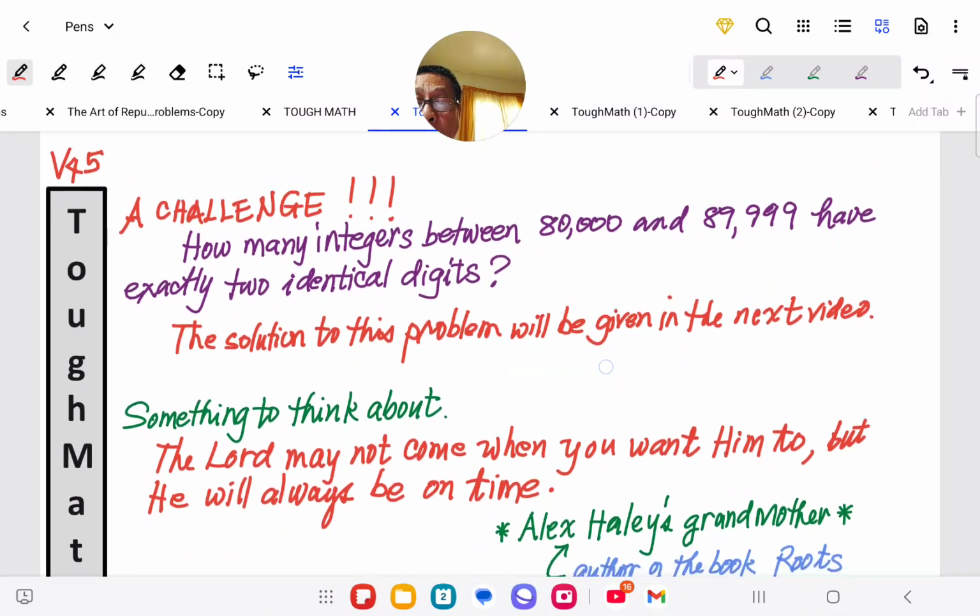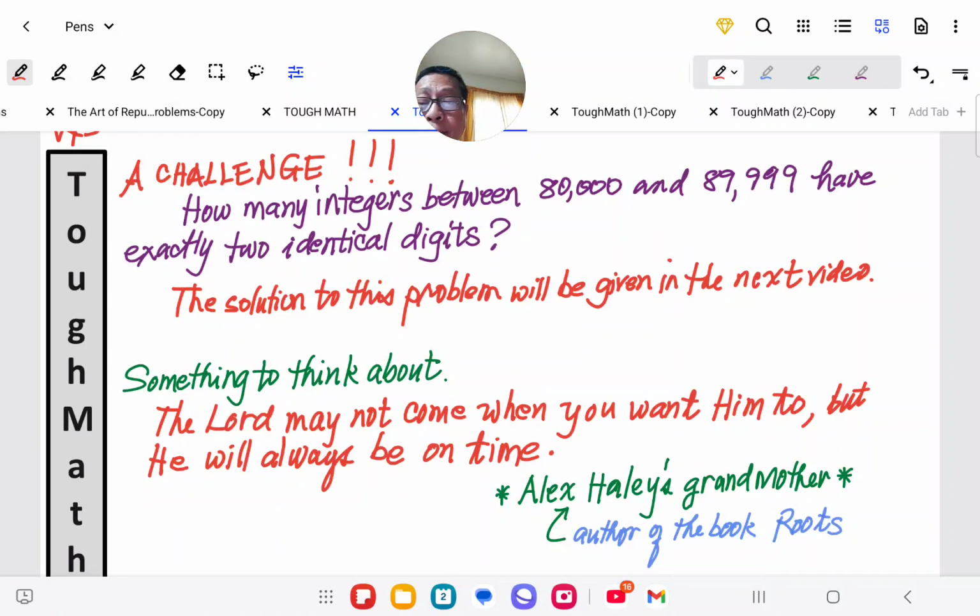Also, I would like you to think about this. The Lord may not come when you want Him to, but He will always be on time. This is according to Alex Haley's grandmother. Alex Haley is the author of the book Roots.